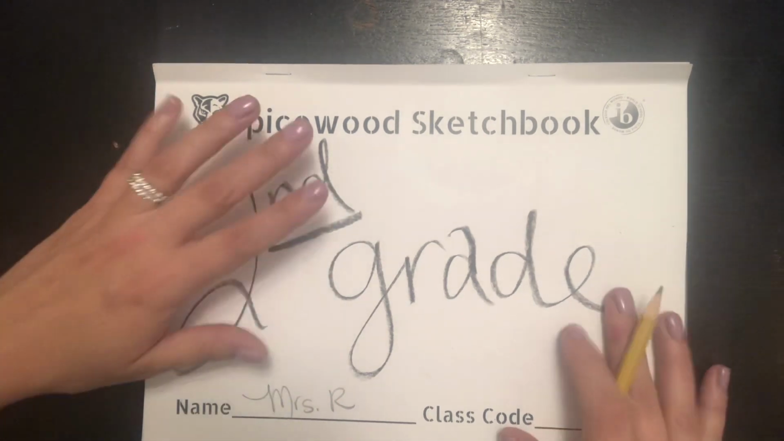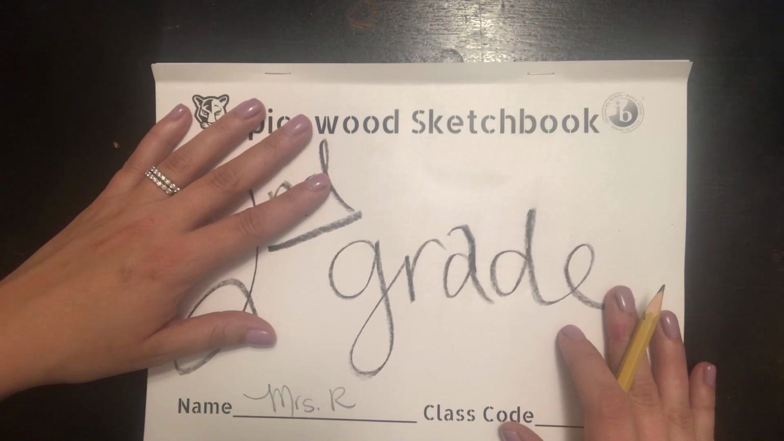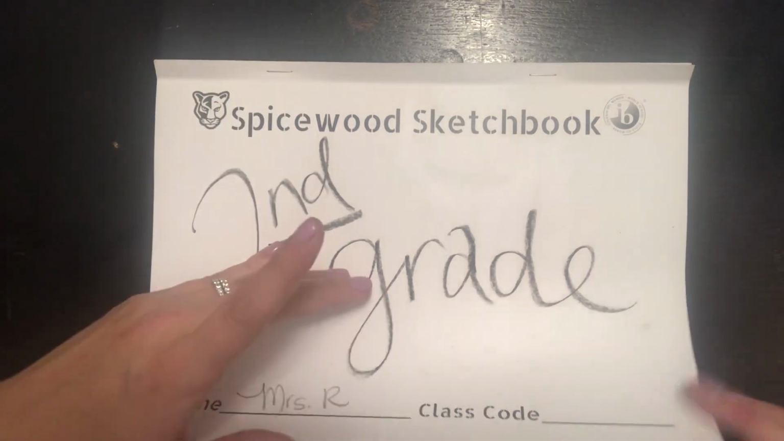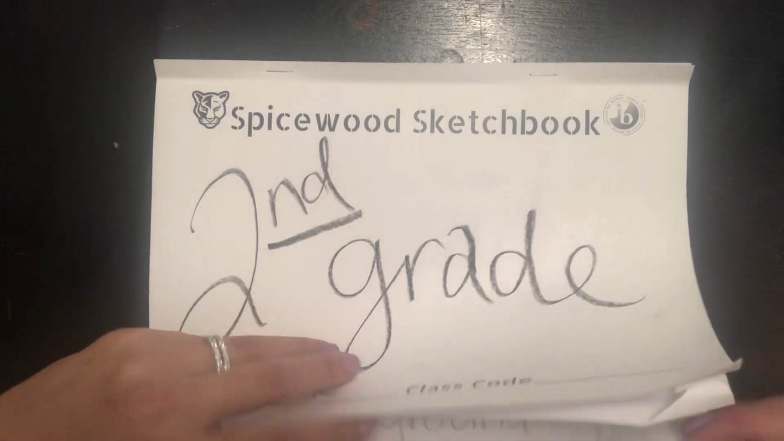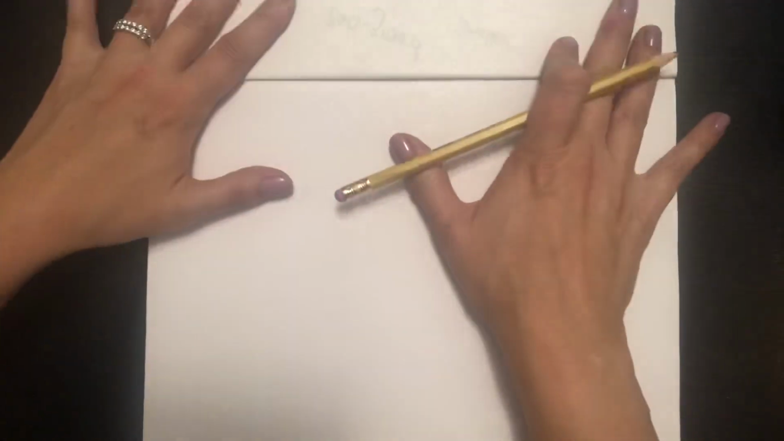Today we're going to do some drawing in our sketchbook and we're going to practice something called foreground, middle ground, and background. So you're just going to open up to a blank page in your sketchbook. And Miss Rayborn is going to show you that foreground, middle ground, and background are different parts on your page.